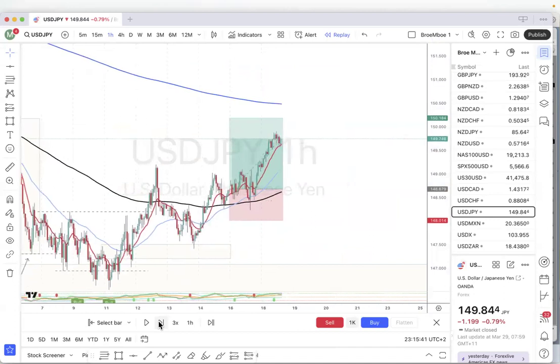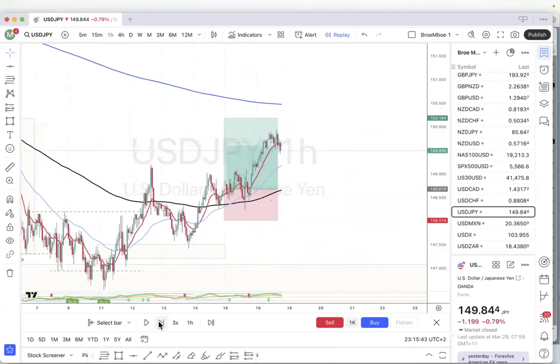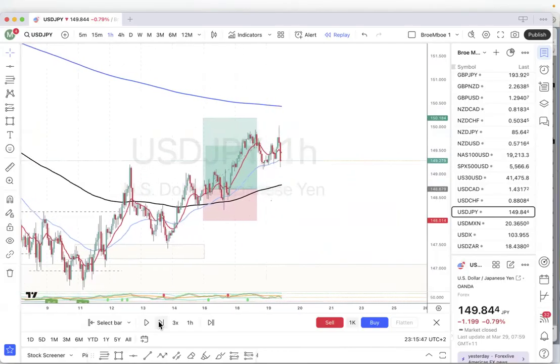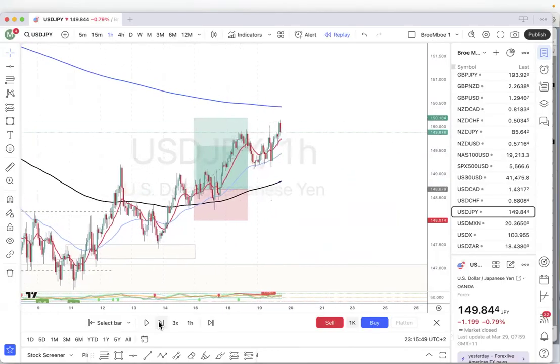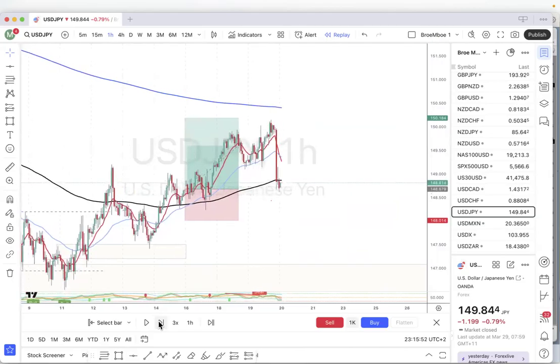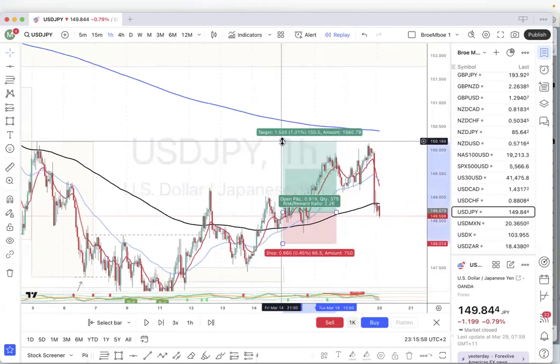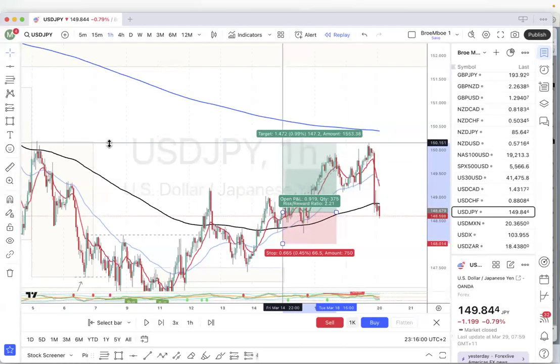Yes. So that is where your target is, all right? Okay. Now that is where the sell came from, right? That is where the sell came from that particular day. But this is where you would have been targeting your high right there.